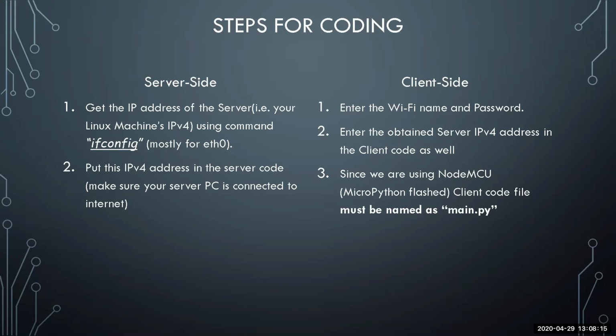Now let's see the client side. In the client code, you'll have to enter your Wi-Fi name and the password, and you have to paste the IPv4 address of the server in the client code as well. The client code is saved in NodeMCU, so that file must be named as main.py. But your server side code can be any name you desire, so that's not a problem. But again, your client code must be named as main.py.